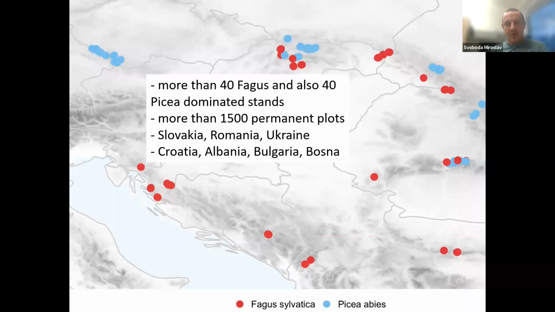So this is how our network looks right now. Over the last 20 years, we established about 1,500 permanent plots in several countries: Slovakia, Romania, Ukraine, Croatia, Albania, Bulgaria, Bosnia, and also in our country. And we have about 80 stands of primary forest, and these are mountain forests. We have two forest types: Picea abies, Norway spruce dominated, and then Fagus sylvatica, European beech dominated.